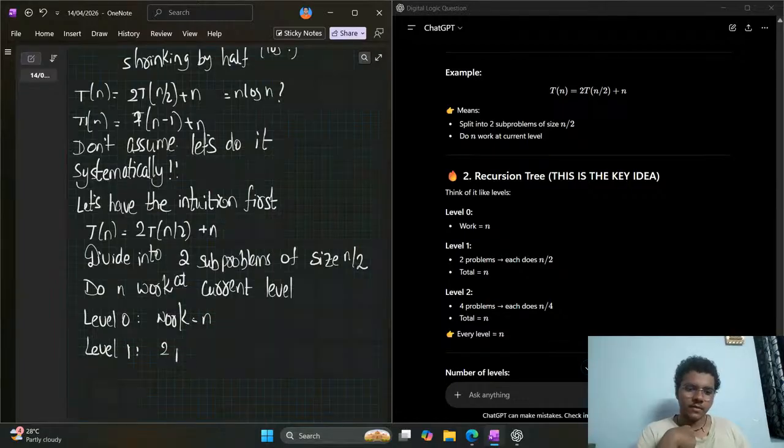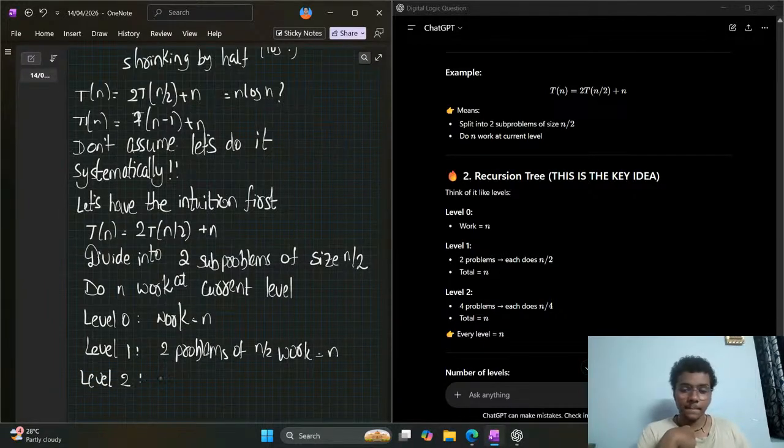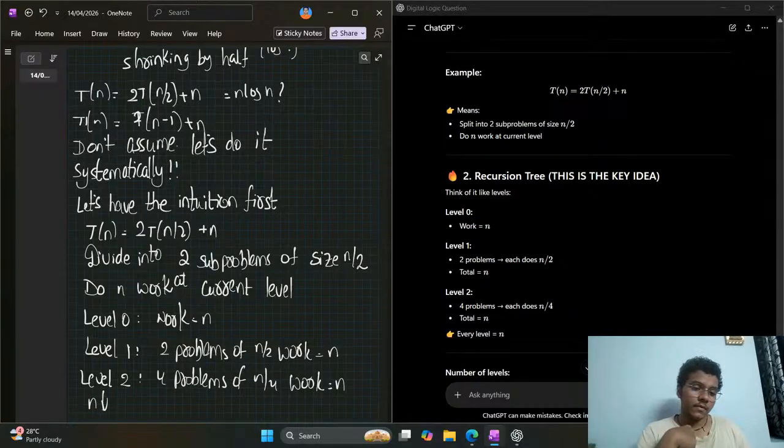Level 1, two problems of n by 2, work equals n. Level 2, four problems of n by 4 work. So n levels with n work each.